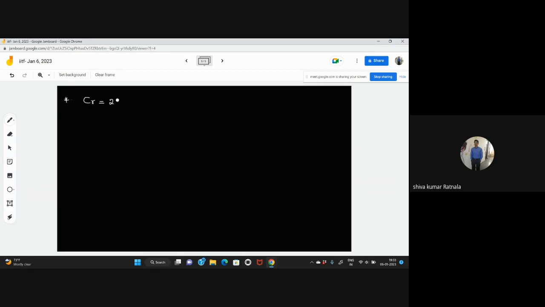Chromium, atomic number 24. Tell me the configuration. 1s2, 2s2, 2p6, 3s2, 3p6, 4s2, 3d4. As per our method, it's supposed to be like this, right? But this is actually a wrong electron configuration.